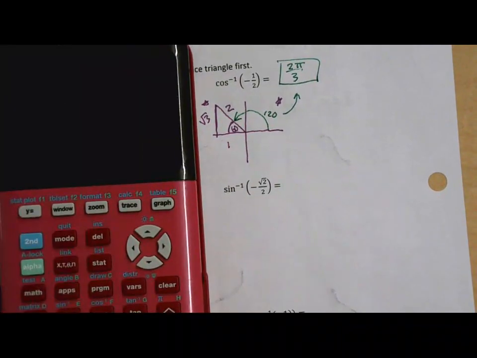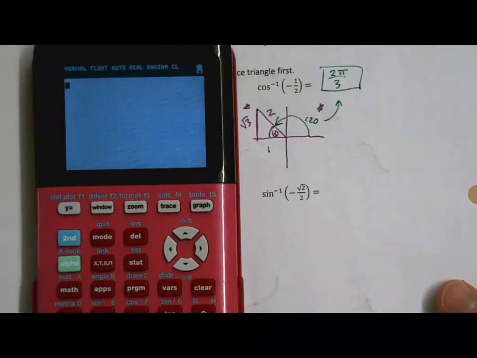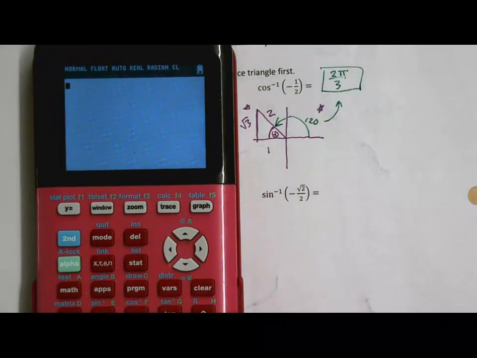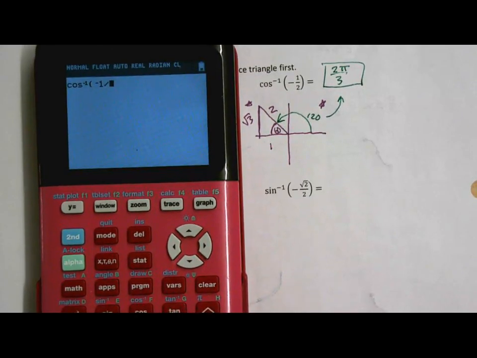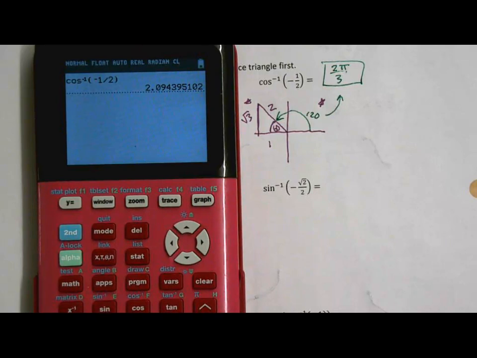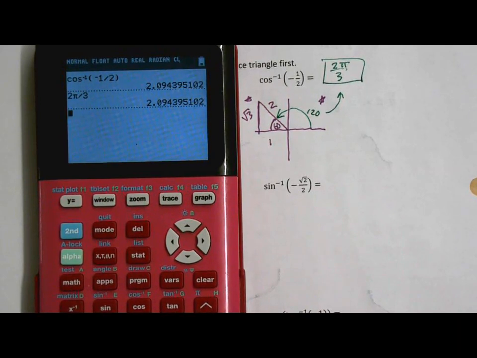By the way, we got our calculators out. We should probably be checking these, huh? If you were doing this on a test, this would be a really easy check. You would just make sure you're in radian mode, type in inverse cosine negative 1/2, hit enter. Now that's a big old decimal. Is that the same as 2 pi over 3? I don't know. Type in 2 pi over 3 and let's see. Oh yeah.